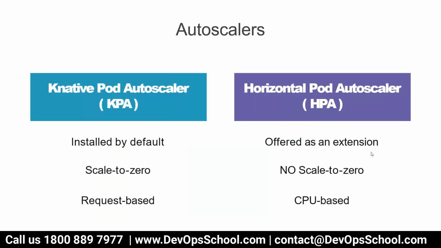As I said, we have two kinds of Autoscaler. The built-in one is KPA, the Knative Pod Autoscaler. The moment you deploy Knative, you get the KPA. If you want HPA, which is based on Kubernetes, you have to configure it accordingly. With KPA, which is installed by default, you can scale to 0, and it can increase the number of pods based on requests. Whereas HPA is offered by Kubernetes as an extension in Knative. There is no scale to 0, meaning a minimum of one pod is needed, and CPU based autoscaling happens. You know that HPA is a Kubernetes component.